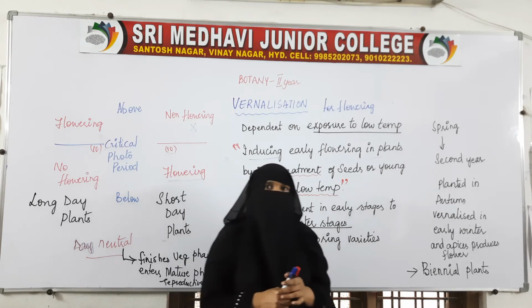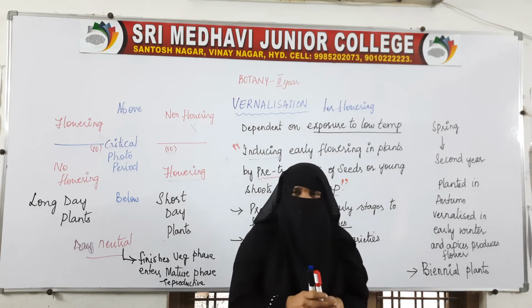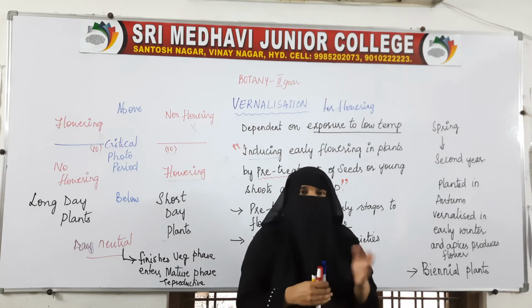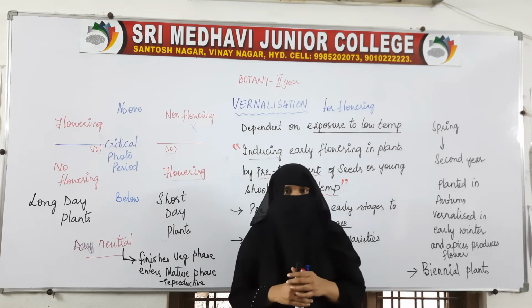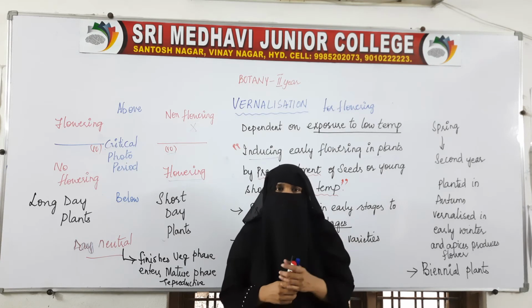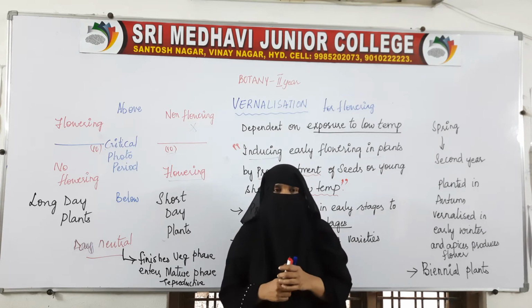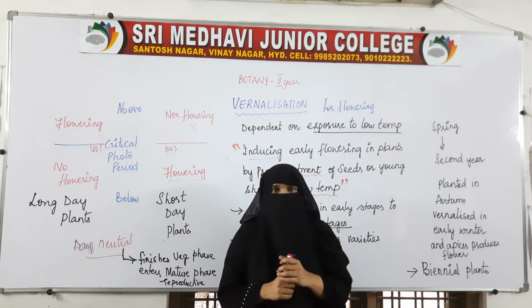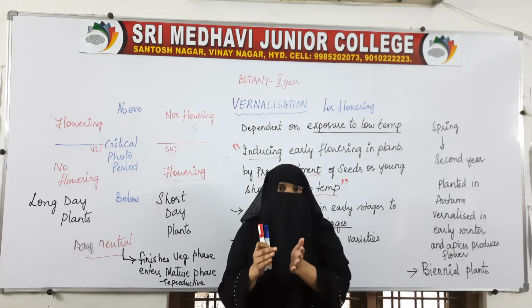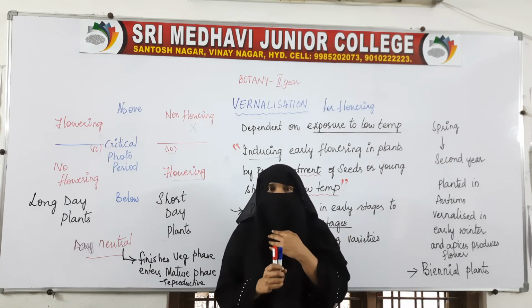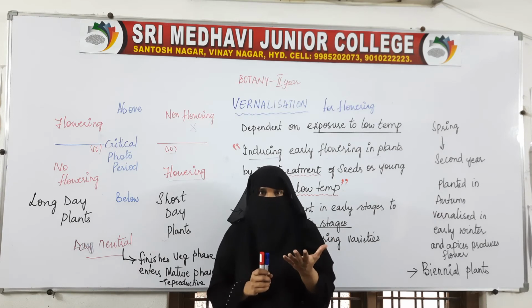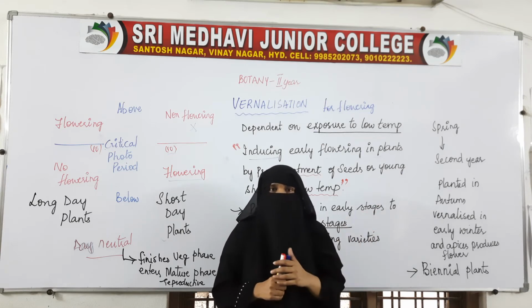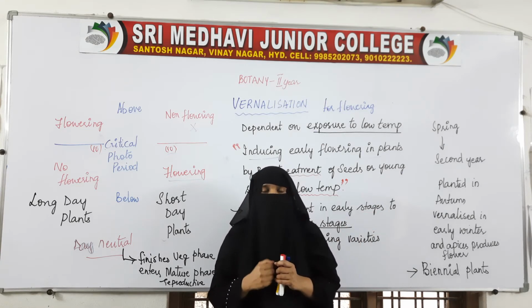Here, what happens is, when we flower, for example, wheat and watermelon, when they are planted in the winter season, they get cold treatment during this winter season. They are exposed to low temperature, but they produce flowering in the next season, not in the same season.